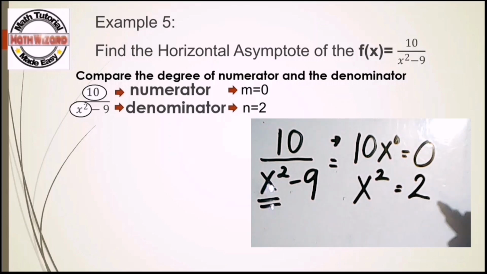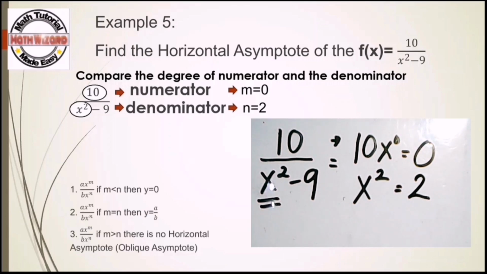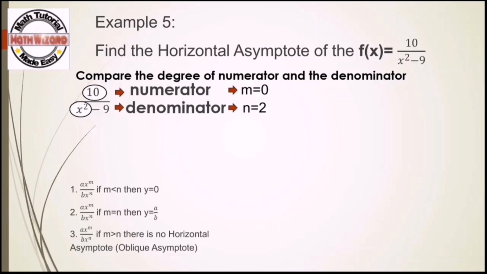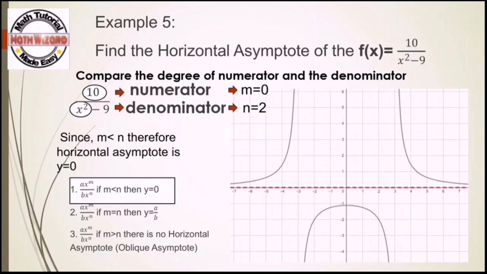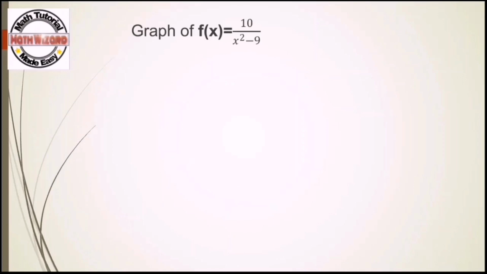Now, as we can see, kung memorize nyo na yung ating theorems, alam na natin agad kung saan nakaposition yung ating horizontal asymptote. Since m is less than n, therefore we can say that our asymptote or horizontal asymptote is found at y is equals to 0. Yan. So, bali ganito yung itsura niyan. And then if we are going to graph it or we are going to combine the vertical and horizontal asymptote, ganito yung magiging itsura niya.